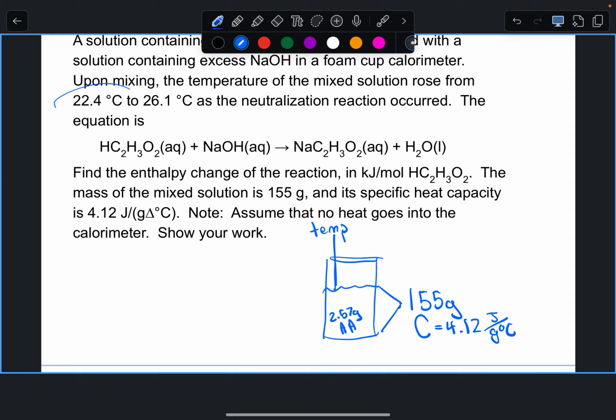of 22.4 up to 26.1. So before I even do anything, I can tell that heat is going out of the reaction. Okay? So I know that this is exothermic because the surroundings are warming up. So when I report that delta H, I know it should be negative.